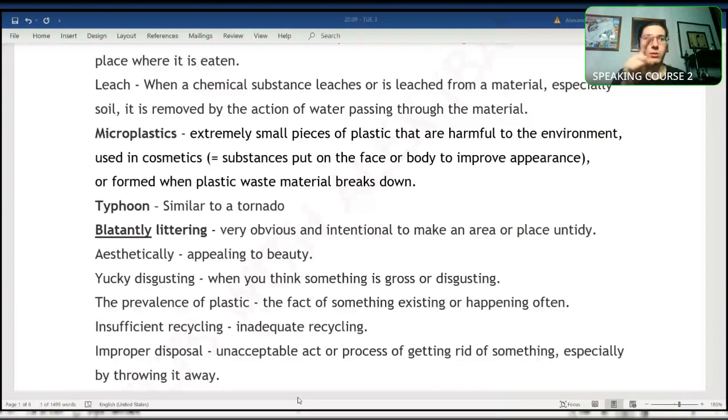Let's say the syllables, and then let's say it all together. So let me say it, and then you repeat. Blatantly.